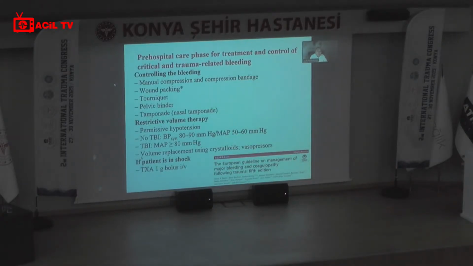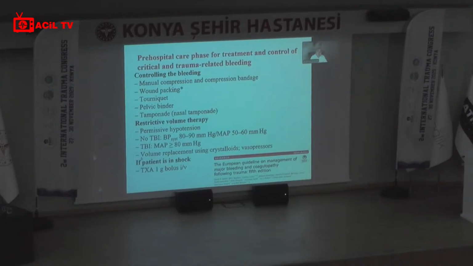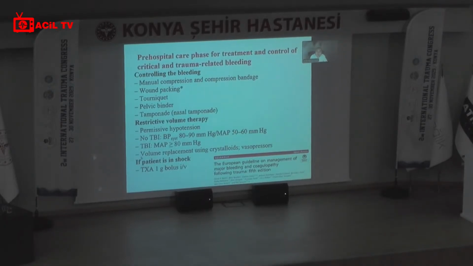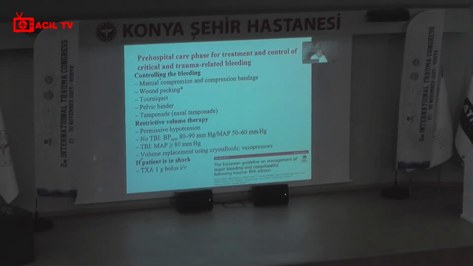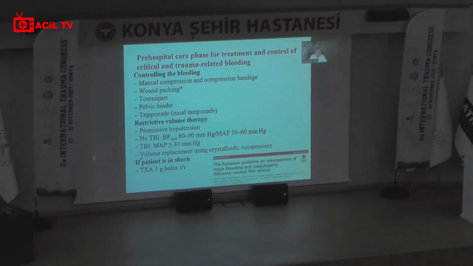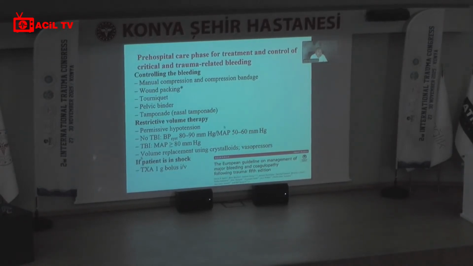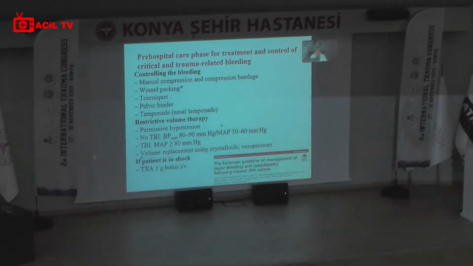So the pre-hospital care phase for the treatment and control of critical and trauma-related bleeding consists of controlling the bleeding. Of course, we have to close the hole: manual compression and compression bandage, some wound packing, tourniquet, pelvic binder, tamponade with, for example, nasal tamponade, restrictive volume therapy as a permissive hypertension.